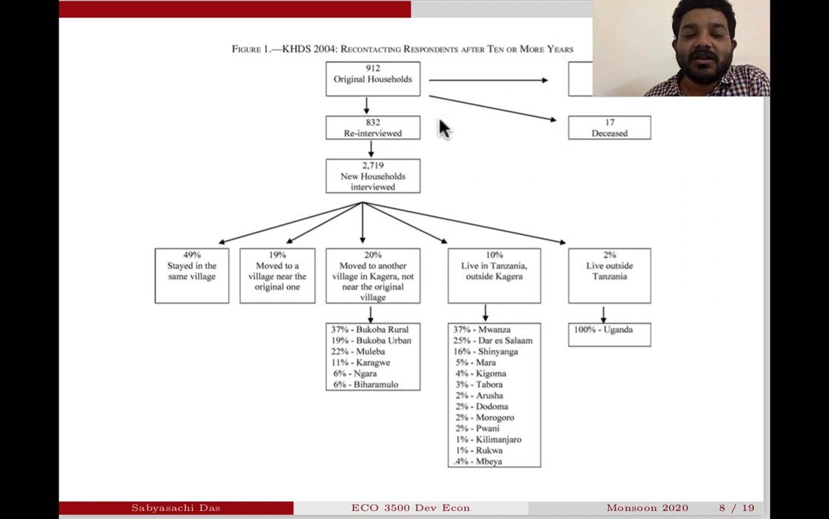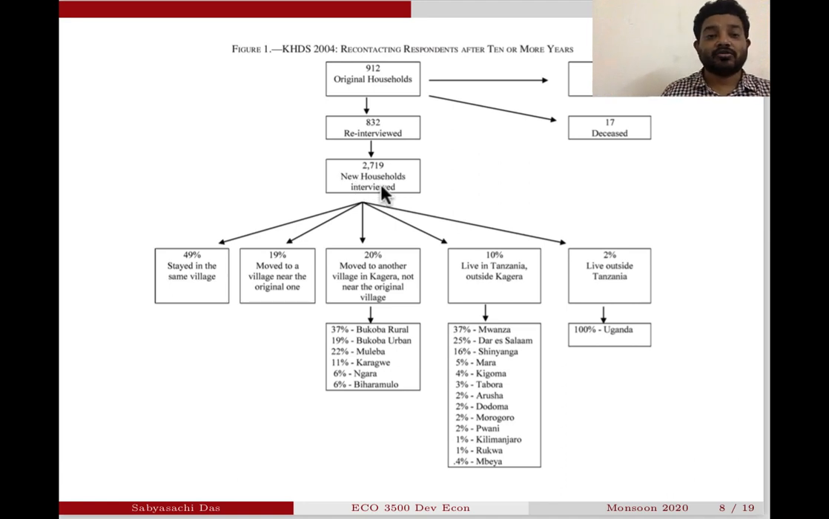Of the people who are alive in 2004, they're not able to track 7% of them. So that's this. Of the 830 or so households that they're able to track, during this 10-year period, the household formations have changed. So they're surveying all new households, which include a member who was part of the original household, right? So that's their study. They're tracking all the individuals from the original households, and they may be forming new households by now, but they'll track all the individuals who were part of the original survey, and they'll look at the new household data of all those individuals who are part of the survey.